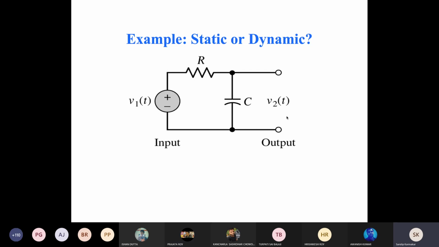Anybody else has any questions from this? Yes? So what if multiple resistors or multiple capacitors are attached? That will be dynamic also. Okay, sir. And static means no capacitor or no inductance is there, it will be only R.